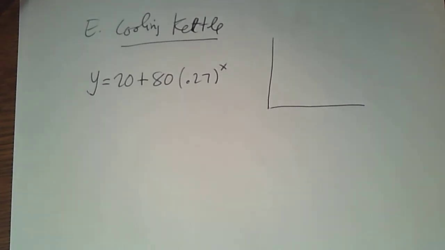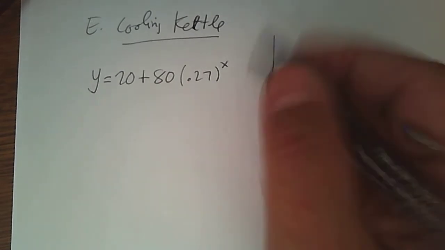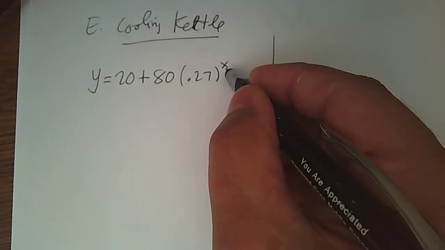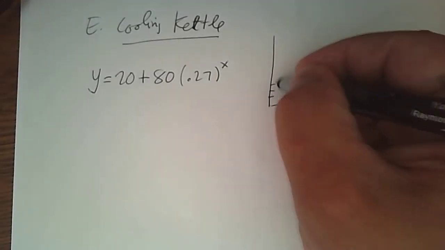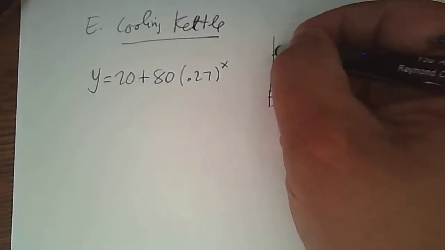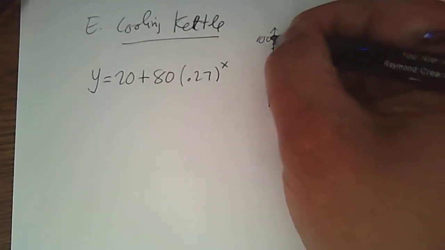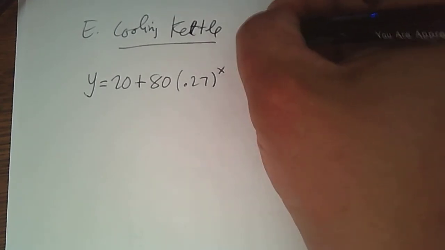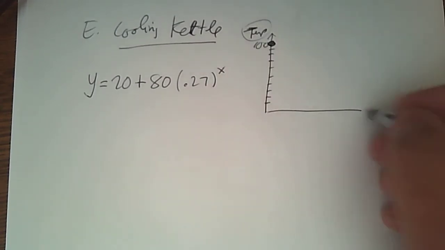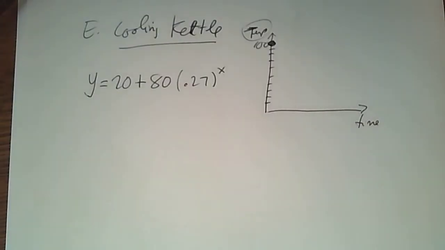All right, so the cooling kettle, can I graph this? It kind of looks gnarly a bit, but we'll figure this out. So I said, first of all, when you plug in 0, the temperature is 100. So I'm going to go 10, 20, 30, 40, 50, 60, 70, 80, 90, 100. So it starts up here. There's the boiling water, and this is temperature. And the other axis is going to be time.